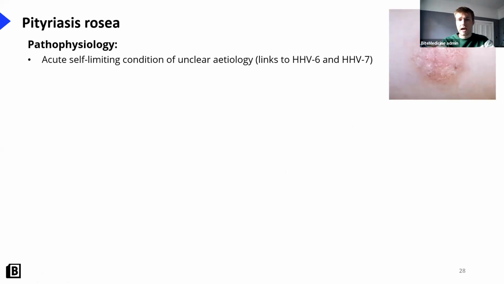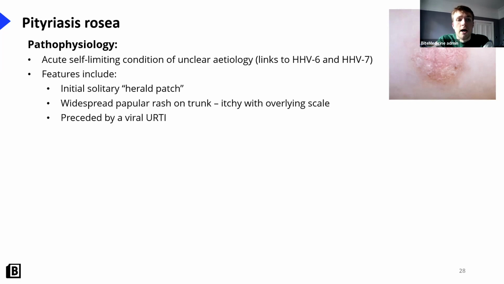It's unclear exactly how it comes about. It's thought there are potential links to human herpes virus 6 and 7. But essentially, key features: herald patch, followed by a widespread papular rash and an overlying scale, as you can see on the right here. Sometimes it might be preceded by a viral or a respiratory tract infection. So sometimes in the case, it might say they've been unwell with a sore throat for a couple of weeks, and then it came on. That can also be the case for guttate psoriasis, which, if you see it, therefore don't just assume it's Pityriasis rosea.